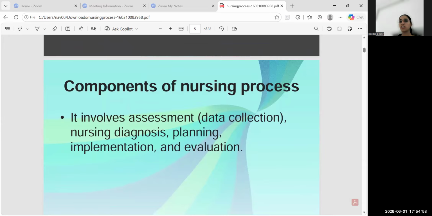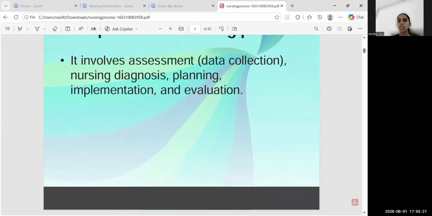Next is the components of the nursing process. Nursing process involves different steps. It involves the first, assessment, and second, nursing diagnosis, and nursing planning, nursing interventions or implementation, and then at last we need to evaluate the patient condition.